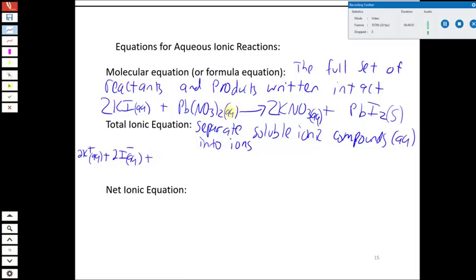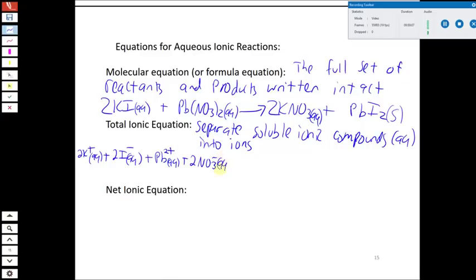The second aqueous species, our other reactant here, lead nitrate, is also aqueous, so we separate it into ions, which are going to be Pb2+, and then 2 NO3-, because it's NO3 taken twice.